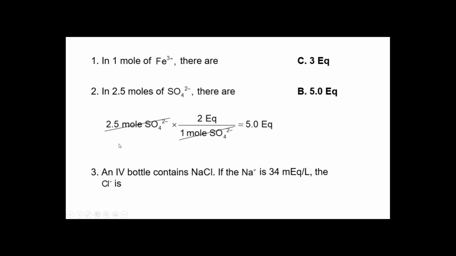And then 3, an IV bottle contains sodium chloride. If sodium ion is 34 milliequivalents per liter, the chloride must be matching that. So 34 milliequivalents per liter. And that's it.